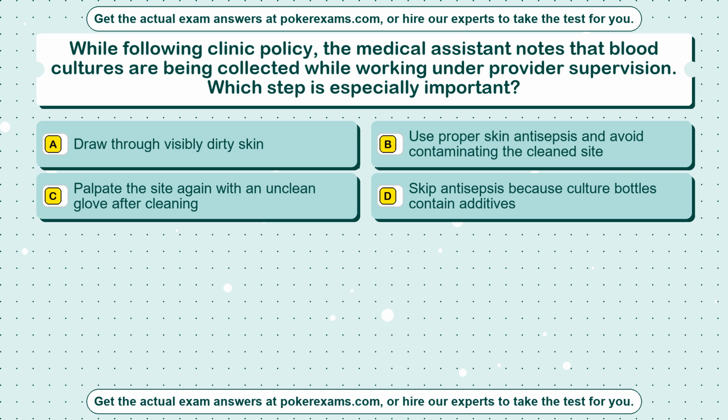Question 32. While following clinic policy, the medical assistant notes that blood cultures are being collected while working under provider supervision. Which step is especially important? Option A, draw through visibly dirty skin. Option B, use proper skin antisepsis and avoid contaminating the cleaned site. Option C, palpate the site again with an unclean glove after cleaning. Option D, skip antisepsis because culture bottles contain additives.